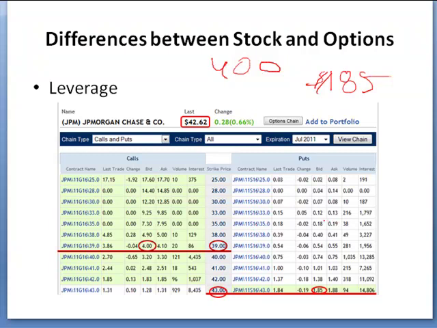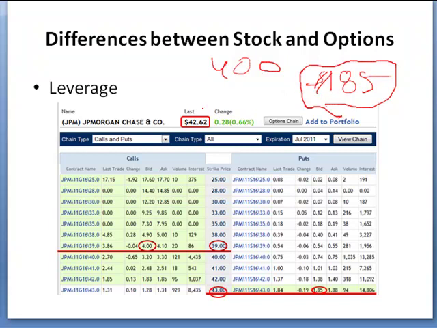This particular thing, you have some leverage. You have an ability to know this is my exact expense right here, $185. I'm not going to have to pay anything more than that. And so that defines your risk for you.